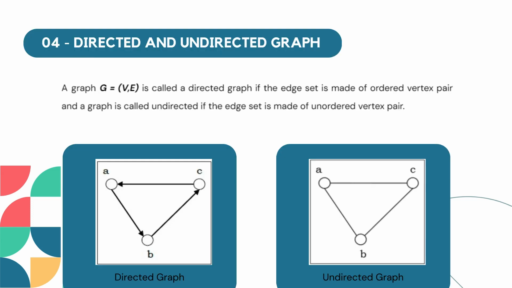The fourth one is directed and undirected graph. A graph G equals (V, E) is called a directed graph if the edge set is made of ordered vertex pairs, and a graph is called undirected if the edge set is made of unordered vertex pairs.